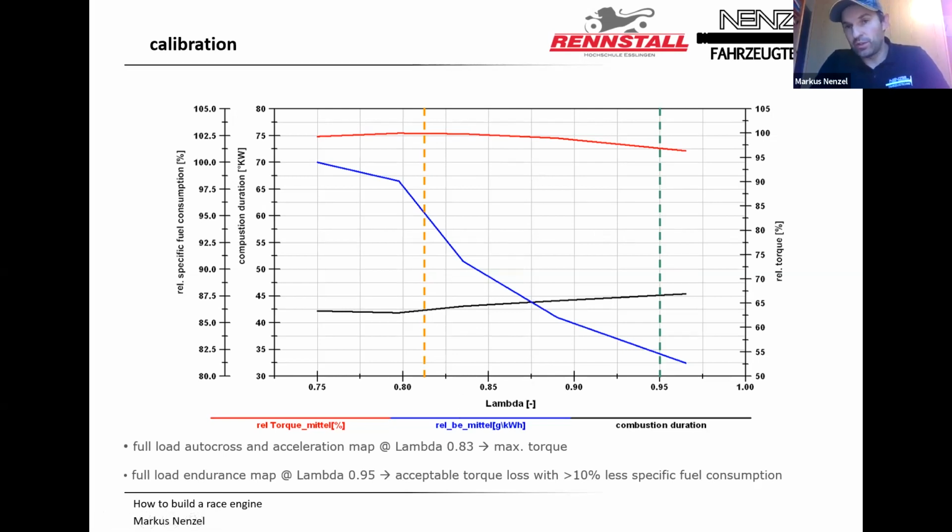Then you go, just for example, to endurance. You want to save fuel. And you see there, you have maybe up to 10% less performance at lambda 0.95. But you see the advantage in your fuel is quite high. Therefore, you always have to look at what you want to do. Do you want to have high performance in qualifying or in the acceleration, or do you want to save fuel and put the engine in the right way?